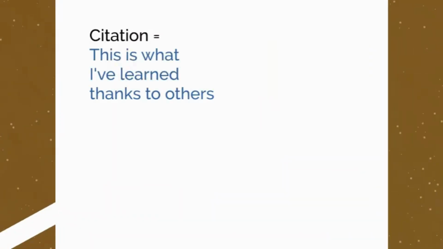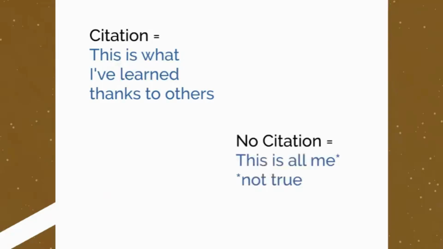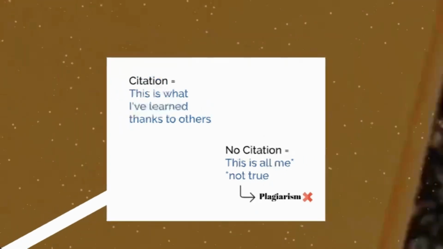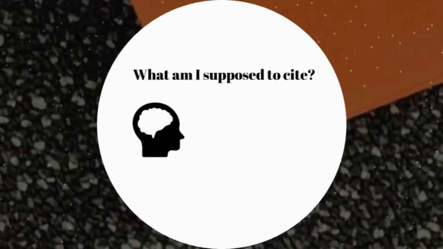To use other scholars' ideas or work without citation, which suggests you're claiming them as your own, is called plagiarism, which is a serious charge whether you're a student or a professional. So let's make sure you're prepared to cite your sources properly in your next research paper, first by answering the question, what exactly am I supposed to cite?